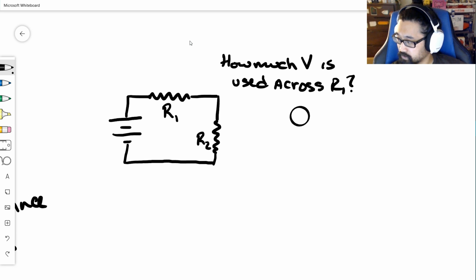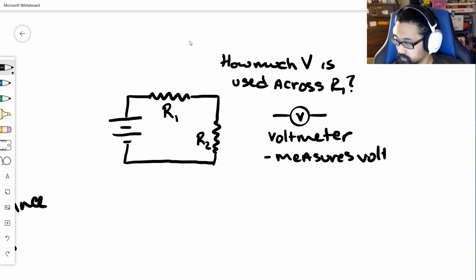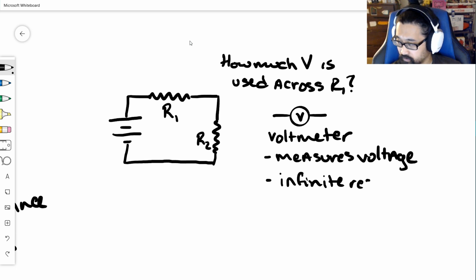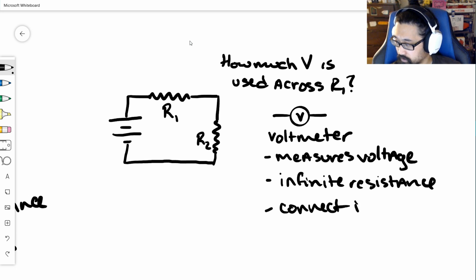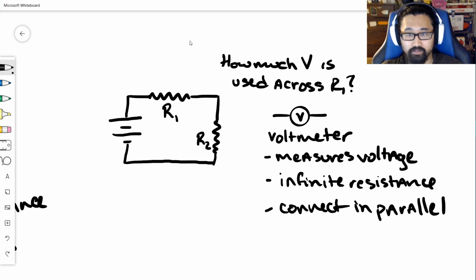Well, to measure that, I could use something called a voltmeter. This is something that measures voltage. Shocker. It has basically infinite resistance, and we need to connect this in parallel. The reason is because it has infinite resistance. If you try to connect this in series and force charges through it, those charges are just going to get stuck because the resistance is too high, right?